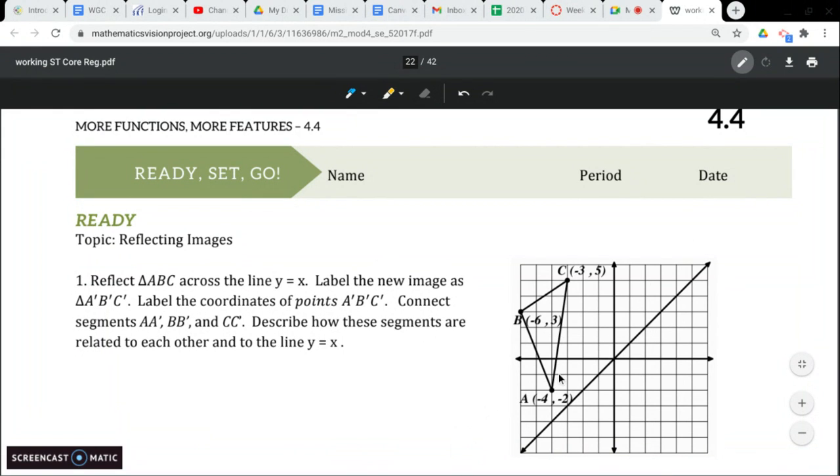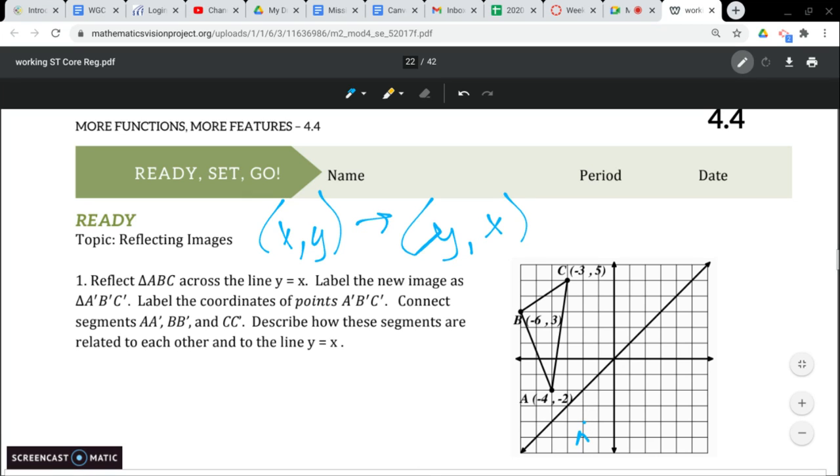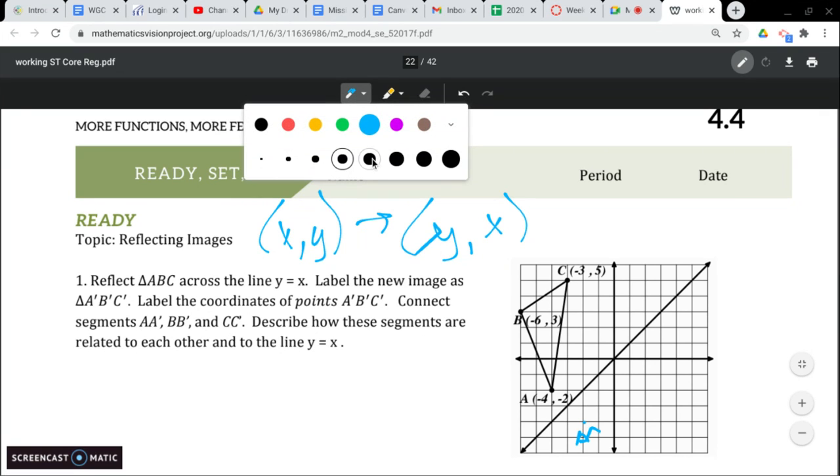When we're reflecting across the line y equals x, we have this rule. X, y, we take the original points and then we switch them. So the point A, -4, -2, is going to become -2, -4. So that is our A prime. I'm going to make this bigger. So this is our A prime.